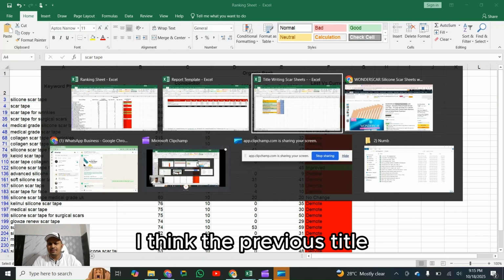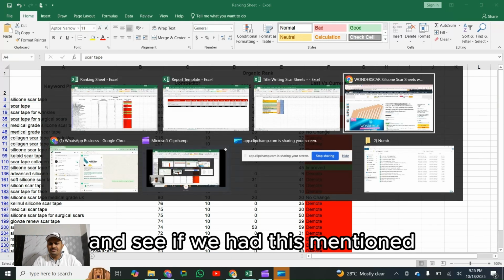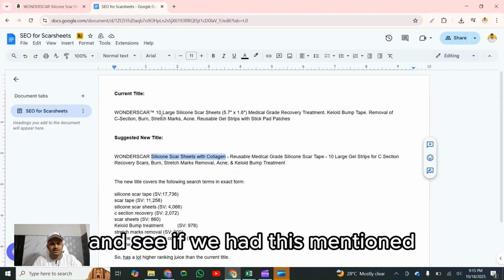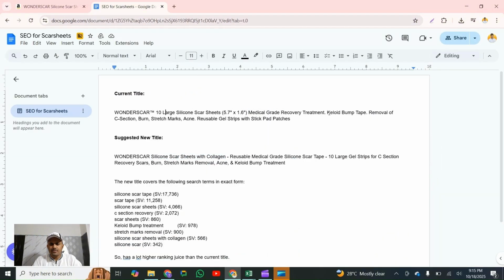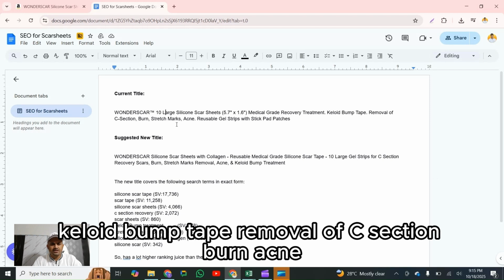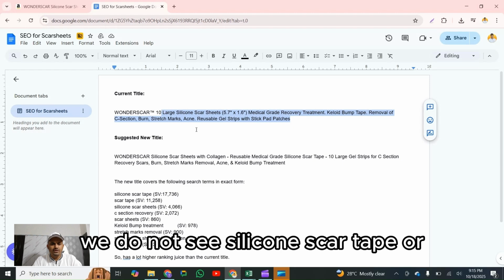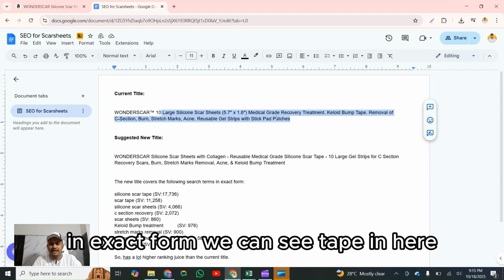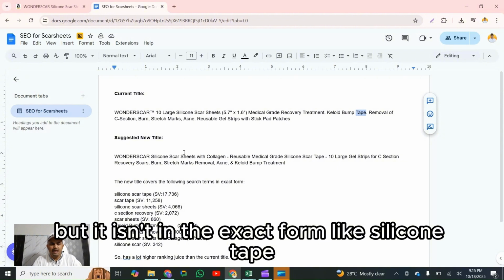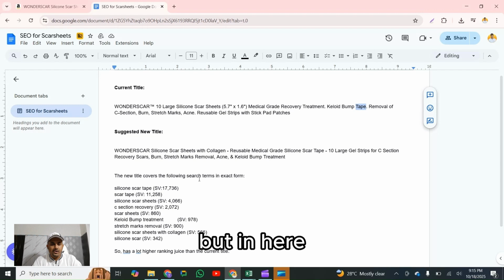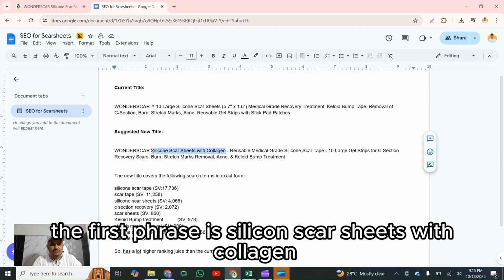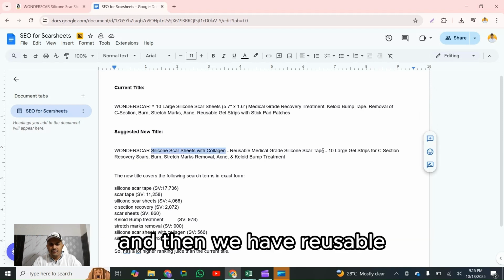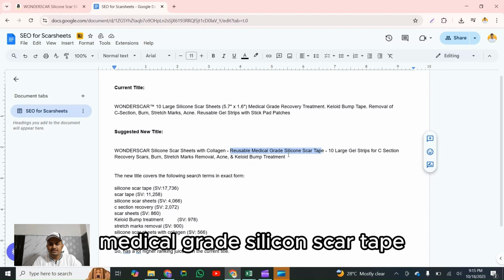And let's look at the previous title and see if we had this mentioned: silicon scar sheet, keloid bump tape, removal of C-section, burn, acne. No, we do not see silicon scar tape, or just scar tape, mentioned in the previous title in exact form. We can see tape in here, but it isn't in the exact form, like scar tape. But in here, if I show you, the first phrase is silicon scar sheets with collagen, and then we have reusable medical grade silicon scar tape.